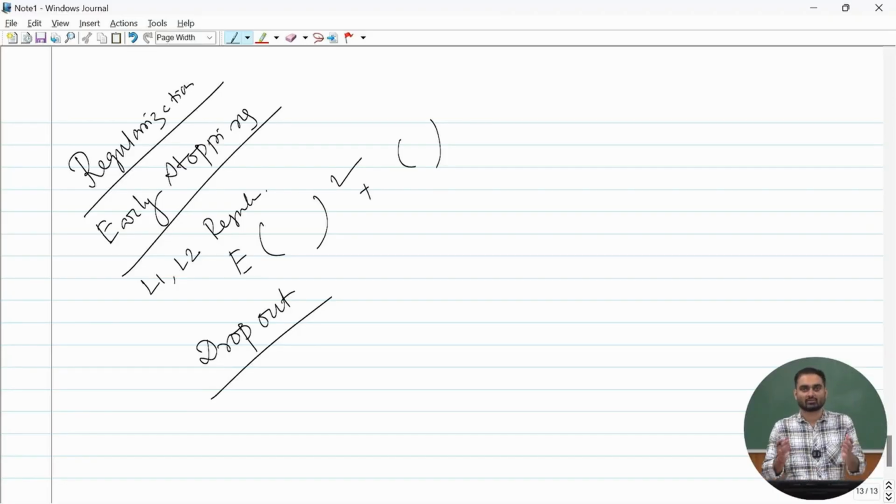With this I stop here, and this was the introduction to neural networks and deep learning. In the next lecture we'll move to the main concept of large language models.